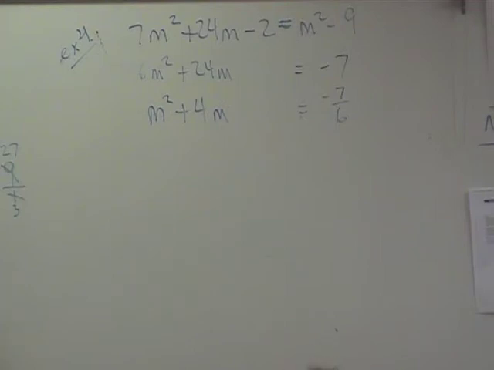How do I get the second line? Subtracted m squared on the right to the left. So 7m squared minus m squared is 6m squared. Added that c to the other c.